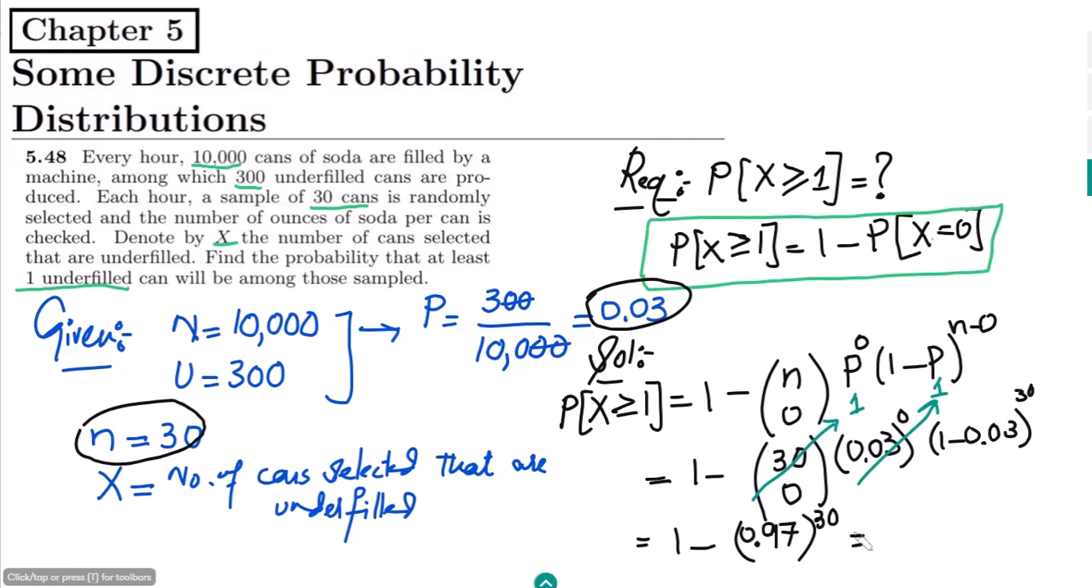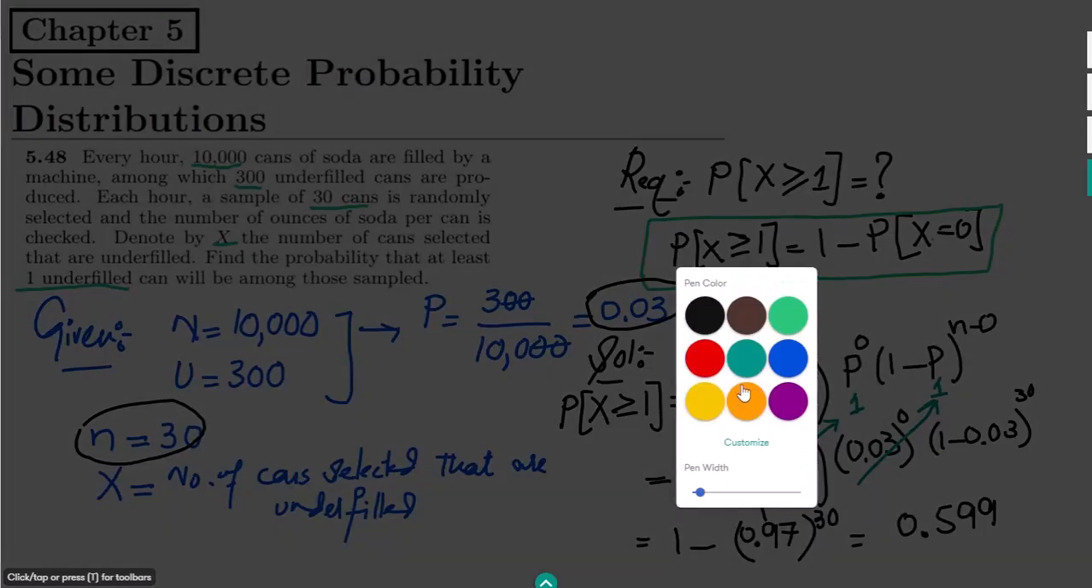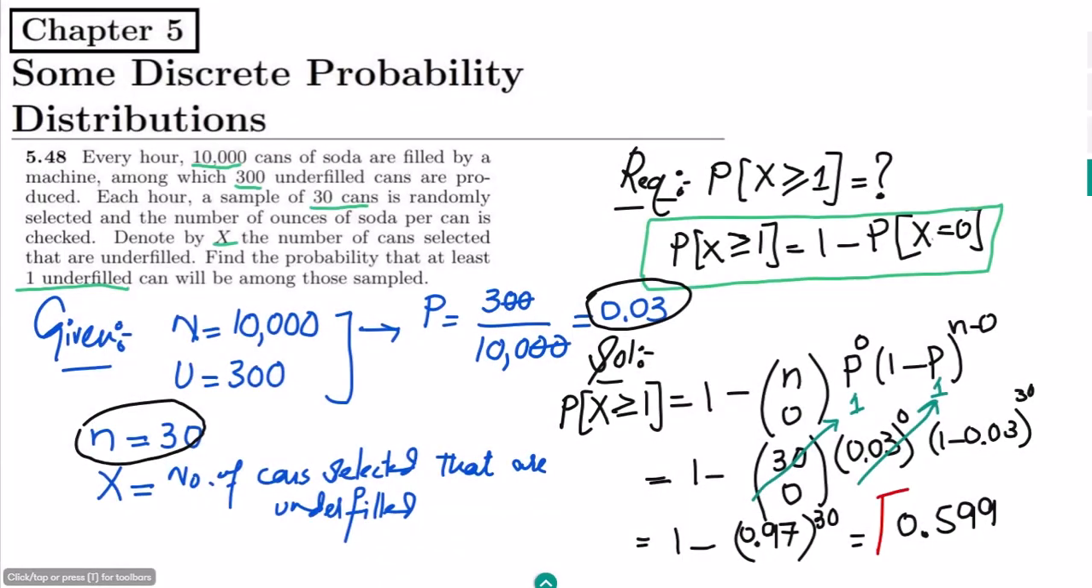Now calculating it, the answer would be 0.599, and that is basically the solution of question 5.48, which is related to the binomial approximation. We have approximated the hypergeometric probability with the binomial probability.